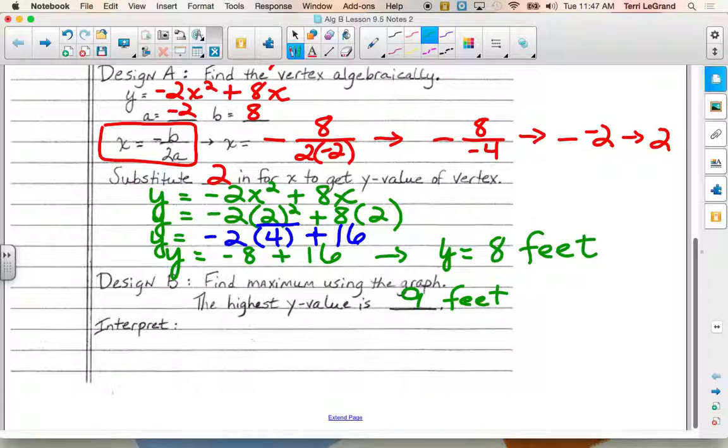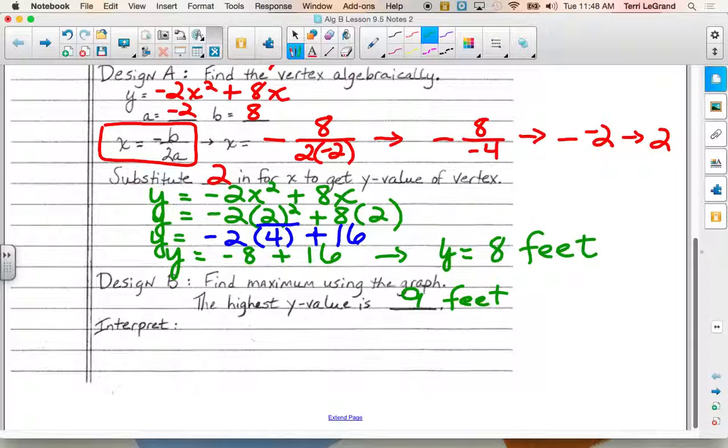So now we're going to compare. Remember, we're going to compare these 3 ways. First way is by their maximums or minimums. So we're ready to compare their maximums. What are we going to say about this design? We're comparing design A and design B. How do you want to state the comparison about their height? Design B is higher than design A at its highest point.